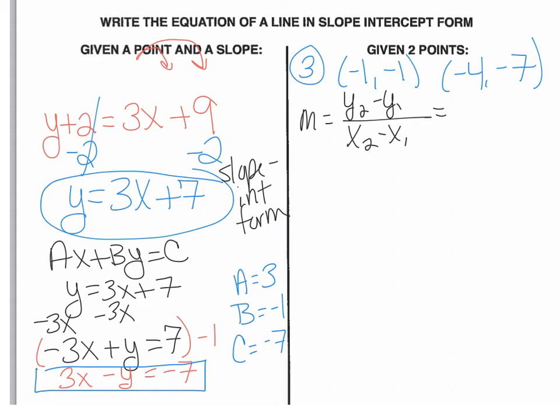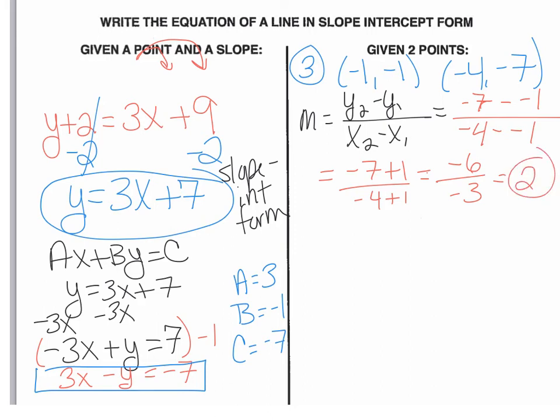So I'm going to start with y2, which would be negative 7, minus y1, which is negative 1, divided by x2, which is negative 4, minus x1, which is negative 1 again. And remember we talked about those double negatives there, right? 2 negatives together, those are going to make a positive. So if we continue here, we have negative 7 plus 1 over negative 4 plus 1, which would be negative 6 over negative 3, which reduces all the way down to positive 2.